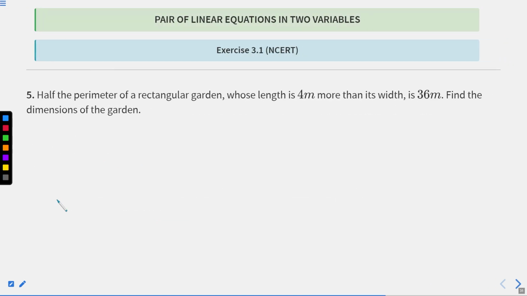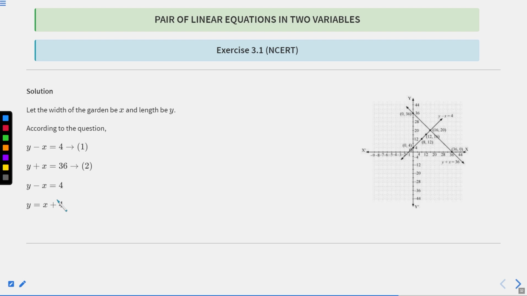Now let us move to question number 5. Here we are given this information: the perimeter of a rectangular garden whose length is 4 meters more than its width is 36 meters. So find the dimensions of the garden. We let the width of the garden be x and the length be y.